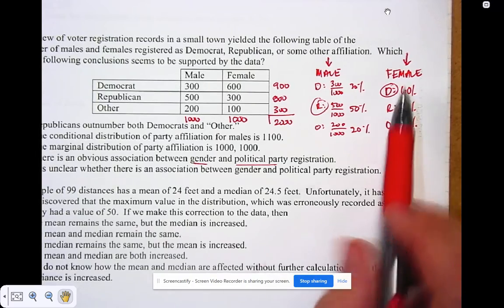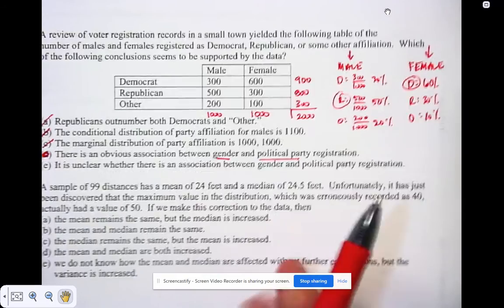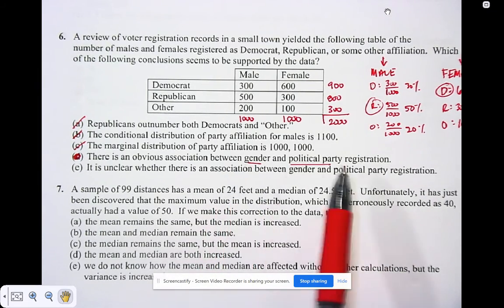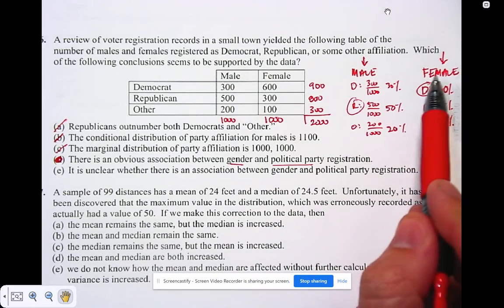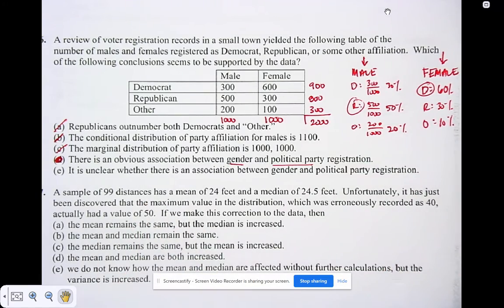Okay, and so yes, there is definitely an association between gender and political party. What that means is that if you tell me someone's gender, I can guess their political party because most males are Republican and most females are Democrat. That's what this word association means.